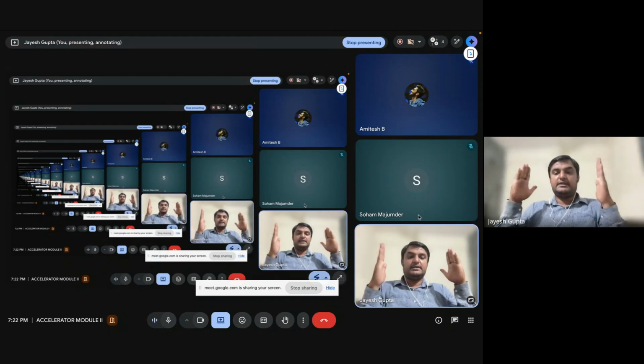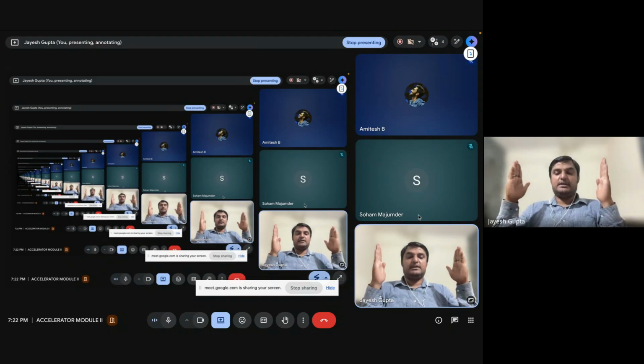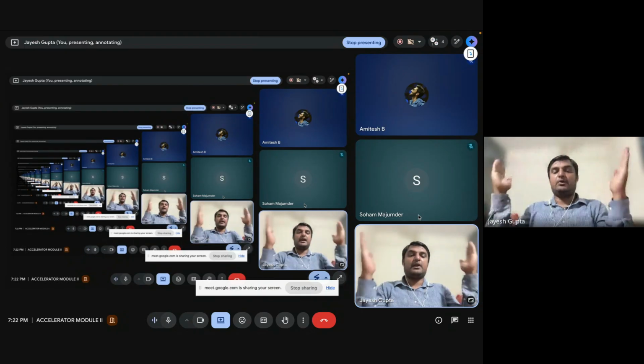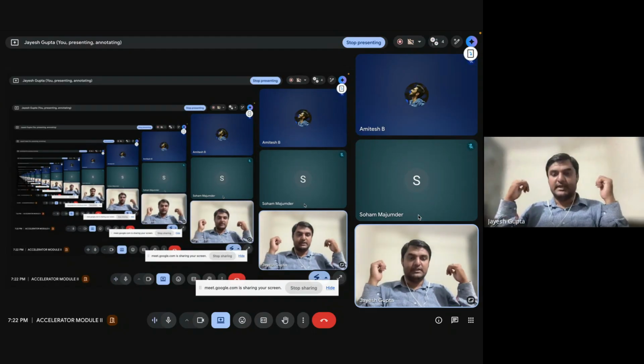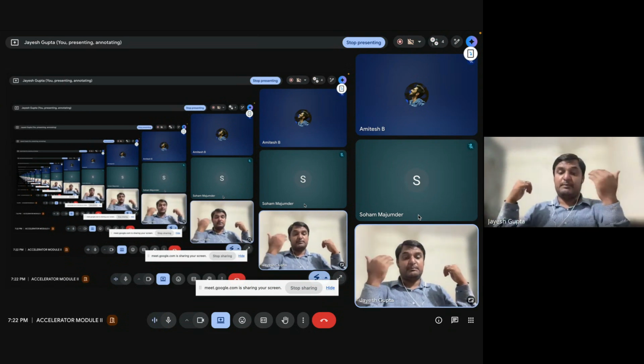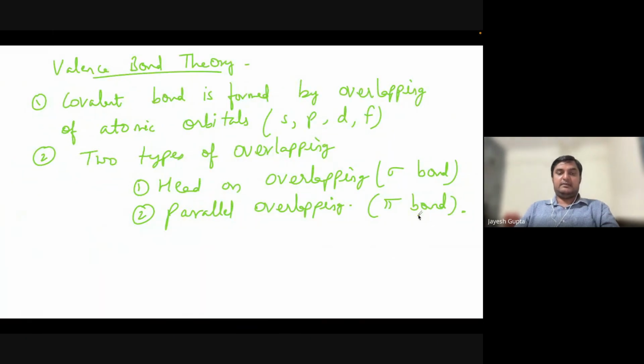But if I take two parallel p orbitals, this is one dumbbell, this is another dumbbell, and they are making a bond by lateral overlapping, not head-on, lateral overlapping. So this will result in a pi bond. That's why the first bond is always sigma, head-on. Another bond, if it is found, is pi due to lateral overlapping. So this is the first difference given by VBT.